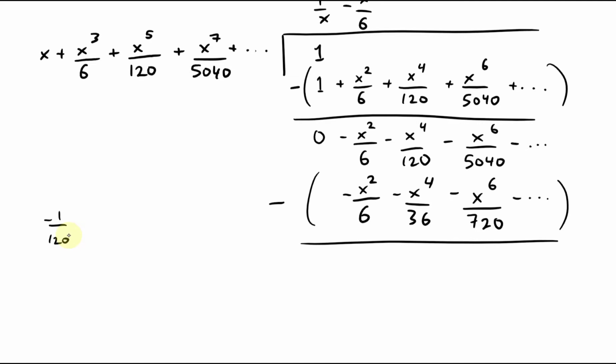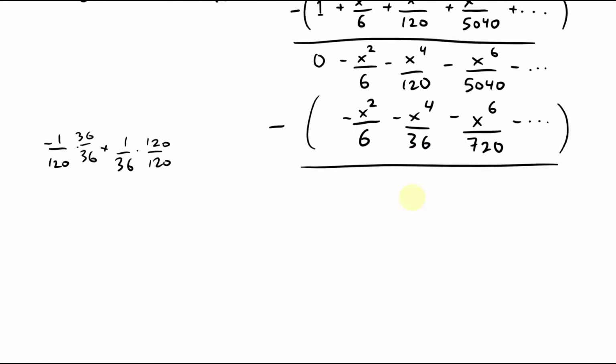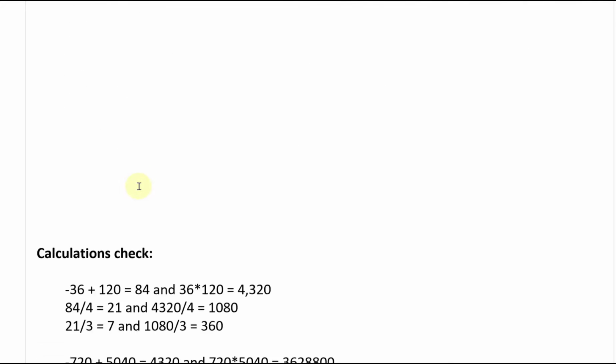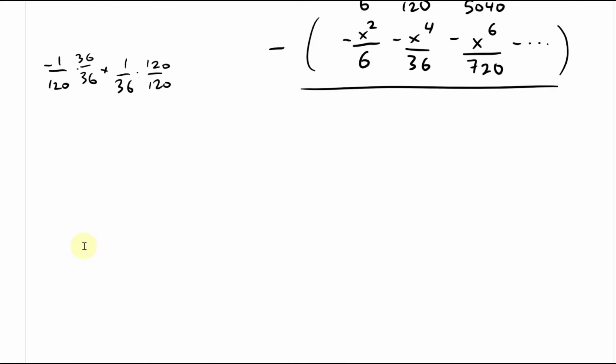Negative 1 over 120, and then minus this one here, that's minus a negative, so plus 1 over 36. Like that. I'll make some room. Plus 1 over 36, and then the same common denominator: multiply by 36 over 36 and by 120 over 120. And then let's do some calculation checks. Let's add these up first.